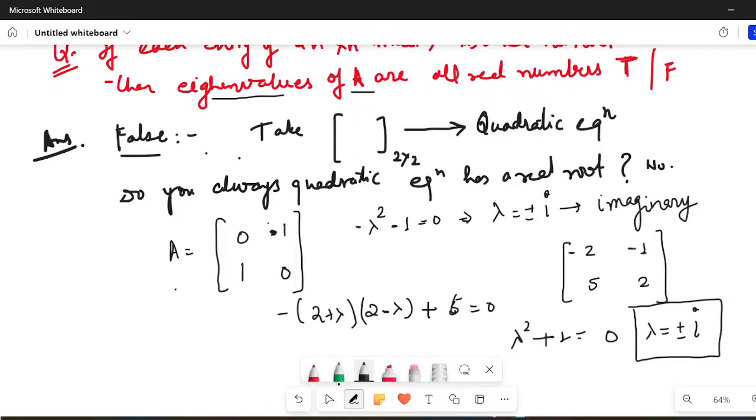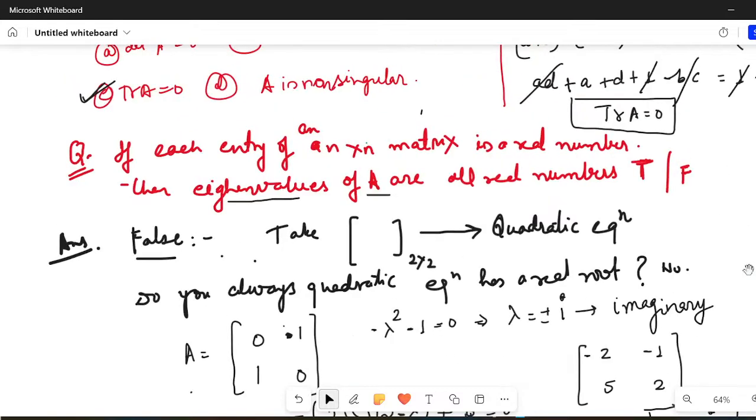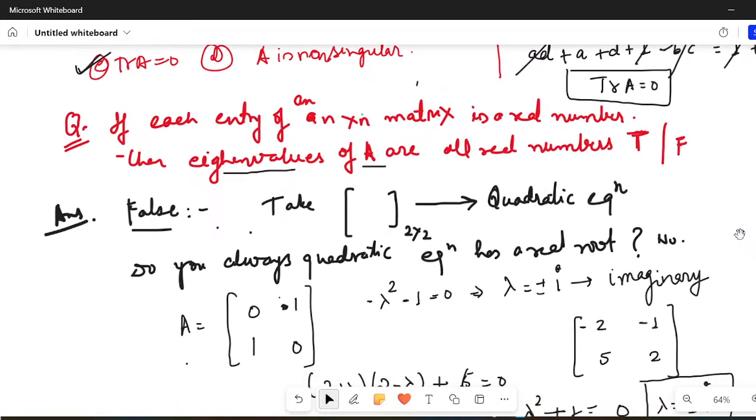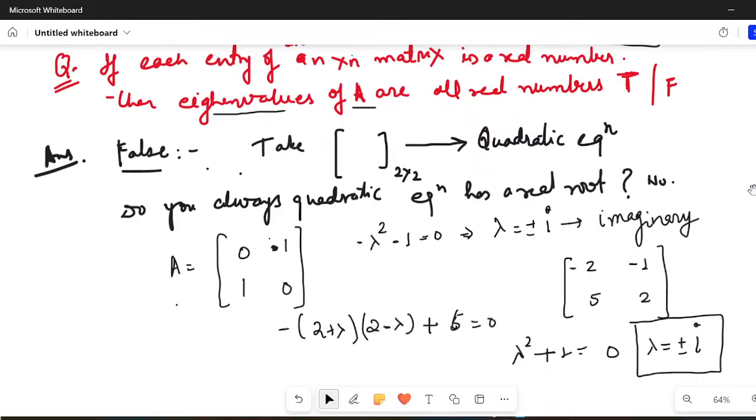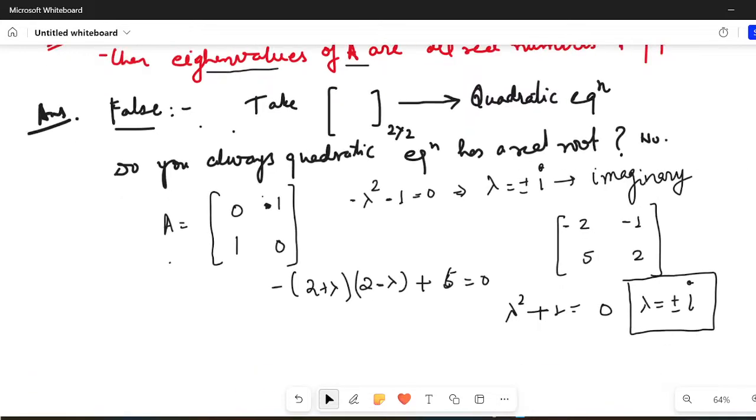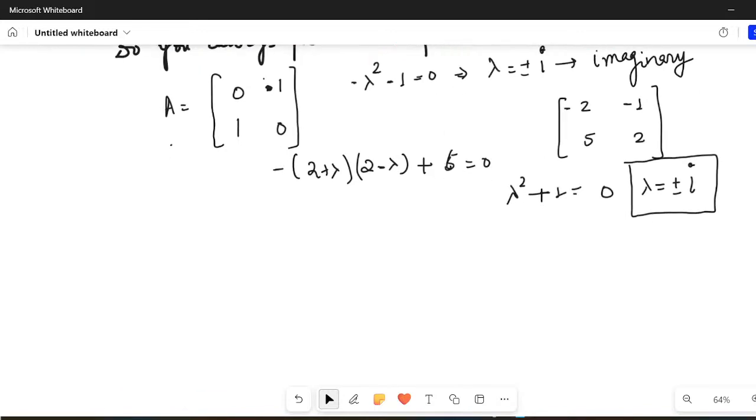And secondly, for those who have joined right now, the question that I asked was: if each entry of an n cross n matrix A is a real number, then the eigenvalues of A are all real numbers. The answer is false. I have given the example. Is that clear?